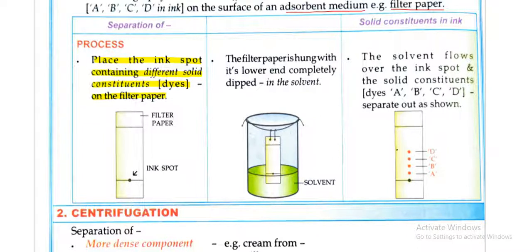So what happened? The filter paper is hung with its lower end completely dipped in the solvent. Then after some time what happened? The solvent flows over the ink spot and the solid constituents, the dyes, separate out as shown. So from this ink spot all the separate constituents will flow out and form on the paper.